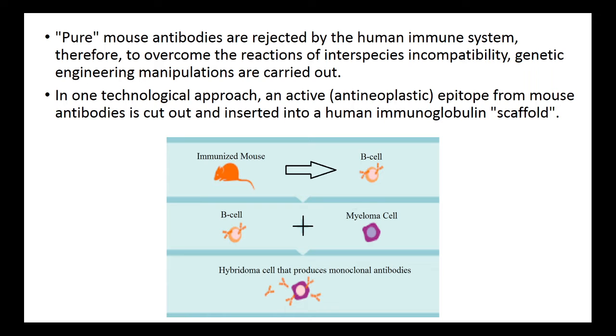But poor mouse antibodies are rejected by the human immune system. So we need to do new genetic research and use genetic engineering manipulation to make them better. In one technology, we will combine the active epitope from the mouse antibody with human immunological proteins, and this hybridoma will be more natural for the human organism, and immunogenicity, the activation of the immune response, will go down.